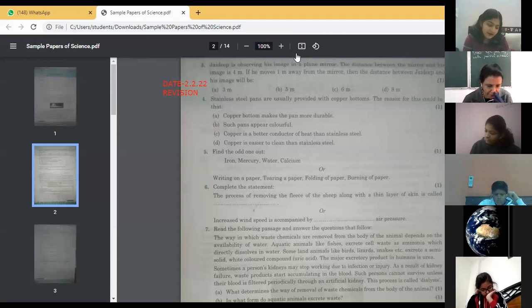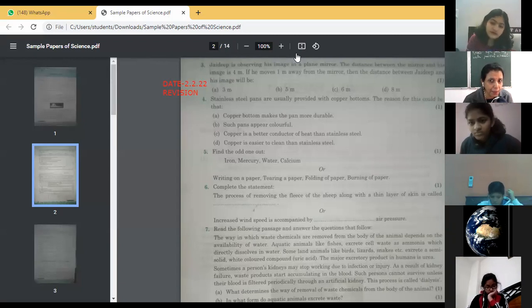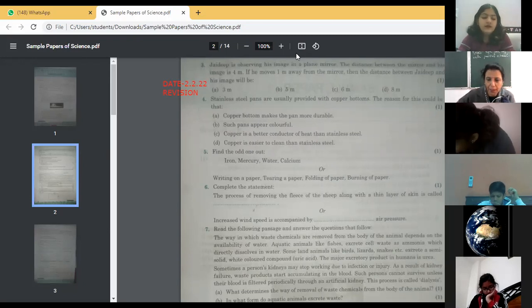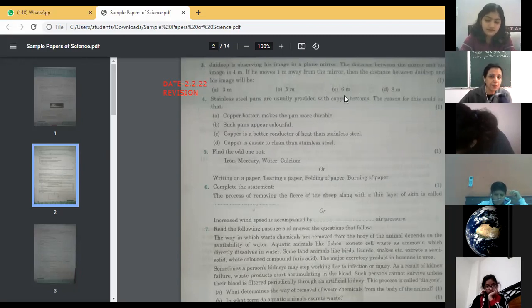Excuse me, ma'am. Yes, beta. Ma'am, but in the question it is saying that we have to calculate the distance between the mirror and its image. No, ma'am, one minute, where is the mirror written? You need to calculate the distance between Jaideep and his image. Jaideep is the object. Find the distance between Jaideep and his image. The mirror is not there; the distance between the mirror and image has been given. Okay. So the answer will be 10 meters, but the option is not here. And one more thing, if instead of away it were towards, then the answer would be 6 meters. I hope I am clear with it.